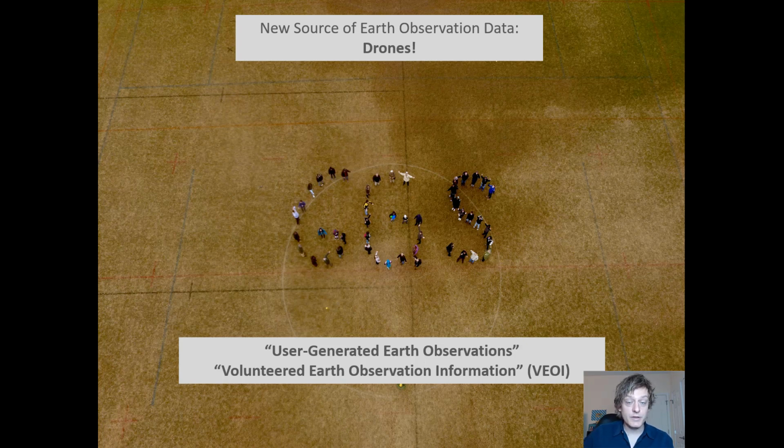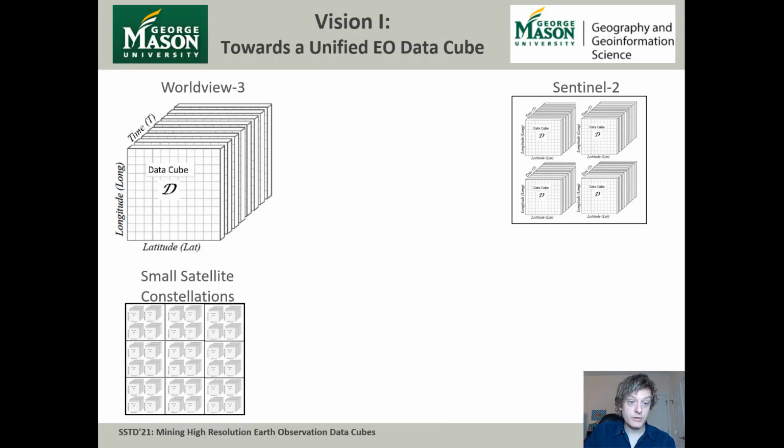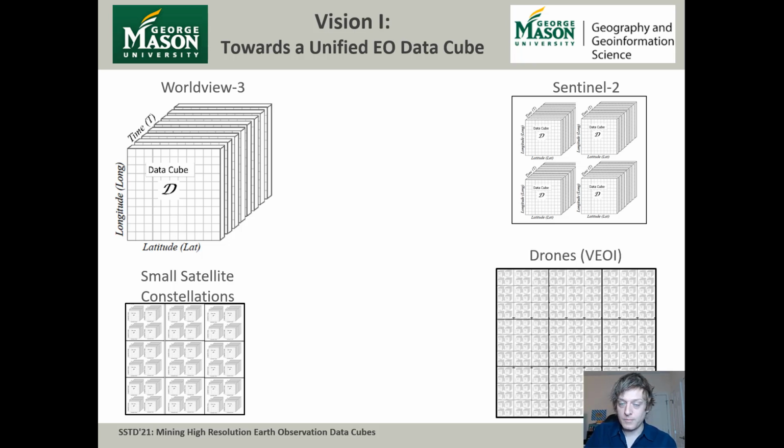And a possible vision is that in some years, we may be dealing with volunteered Earth observation information. Just like volunteered geographical information, VGI, we may soon have volunteered Earth observation information by individual people and their drones making their Earth observation data available. Going back to our vision of unifying all these different types of sources of Earth observations into a unified data cube, we also want to add drones having volunteered Earth observation information in them.